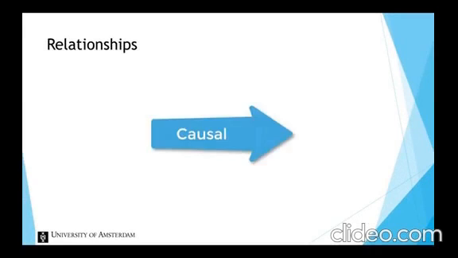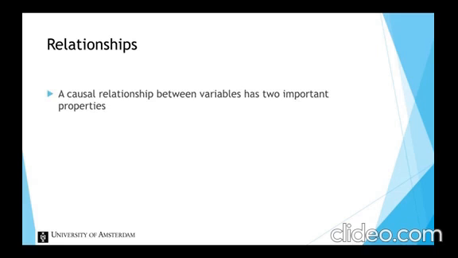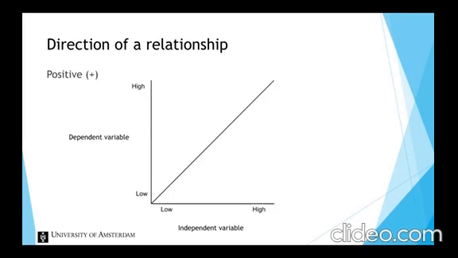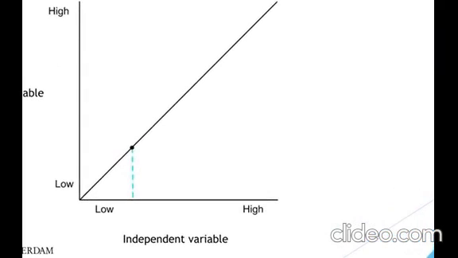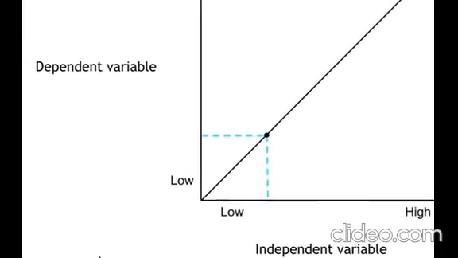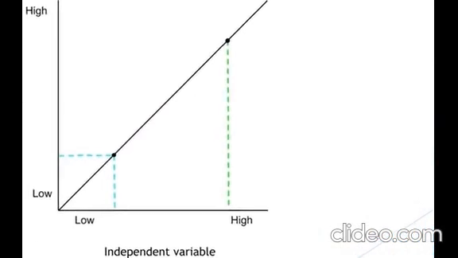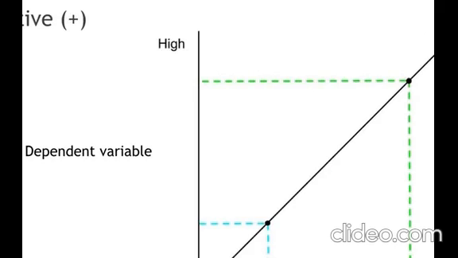The relationships between key concepts in a conceptual model are causal relationships. Causal relationships have two important properties: the direction and the strength. The direction of a causal relationship can either be positive, indicated by a plus sign, or negative, indicated by a minus sign. In a positive relationship, low values on the independent variable are associated with low values on the dependent variable, and high values on the independent variable are associated with high values on the dependent variable.